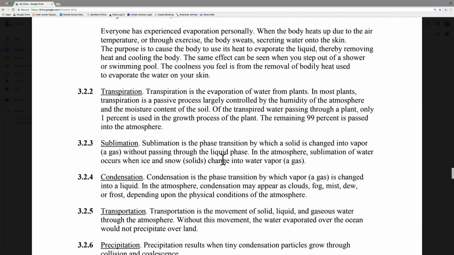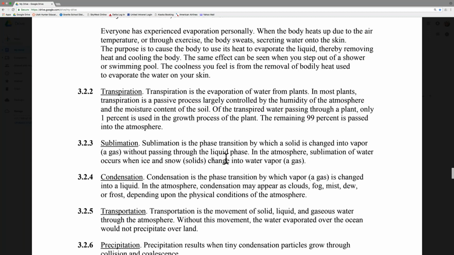Condensation is when a gas is changed into a liquid, right? So we can see that appear as clouds, fogs, mist, dew, or frost, depending on the physical conditions of the atmosphere.